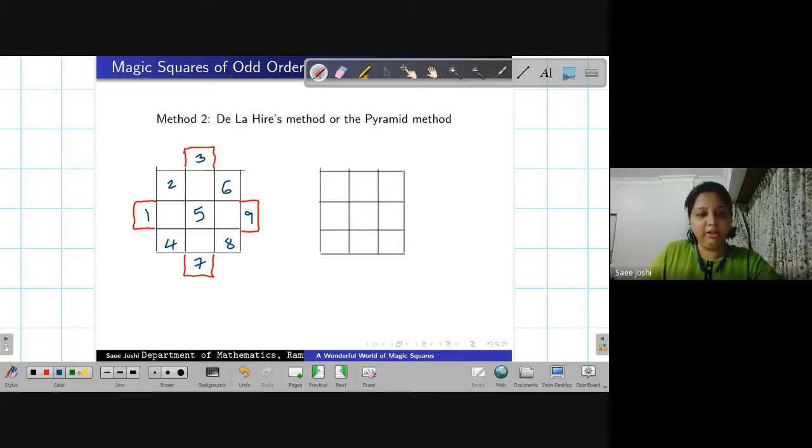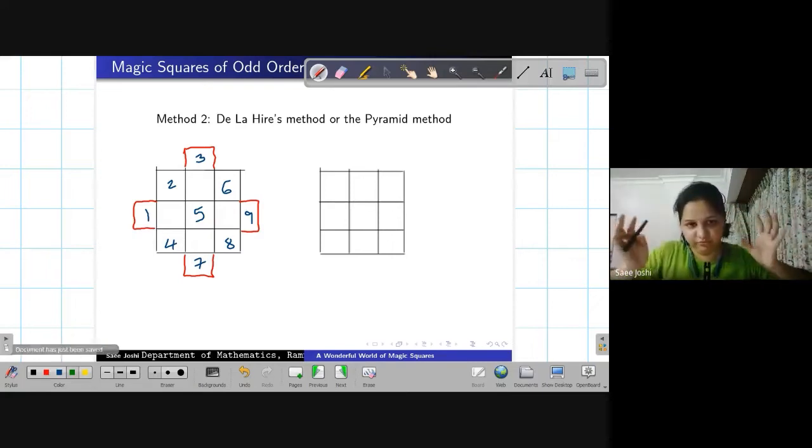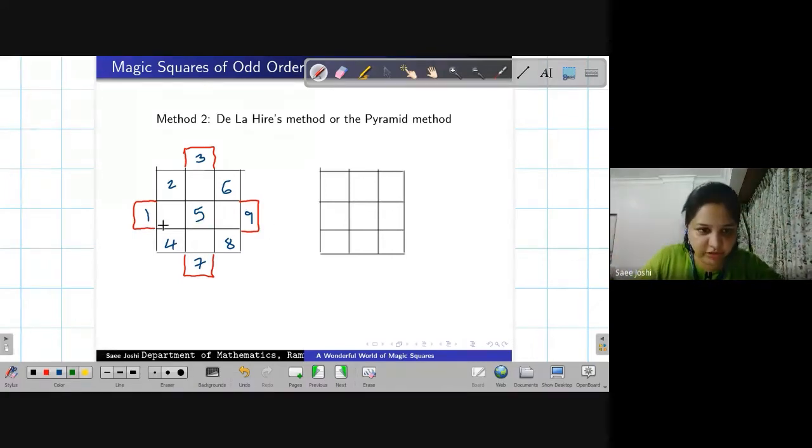The next thing that you do is you try to wrap this up. How do you wrap this up? You take this one and you place it here. Take this 9 and you place it here. Maybe I'll write the square on this side. So you have this original 2, 6, this is 5, 4, and 8.